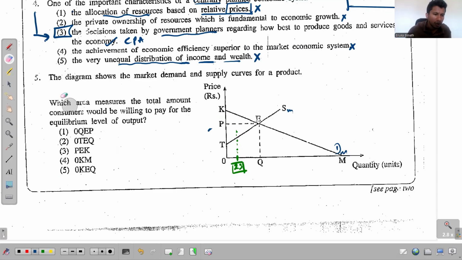To purchase the equilibrium level of output, the consumer has to pay only a price of P thanks to the market equilibrium. But the question doesn't ask us to find the amount that the consumer has to pay. The question is asking us to find something else.